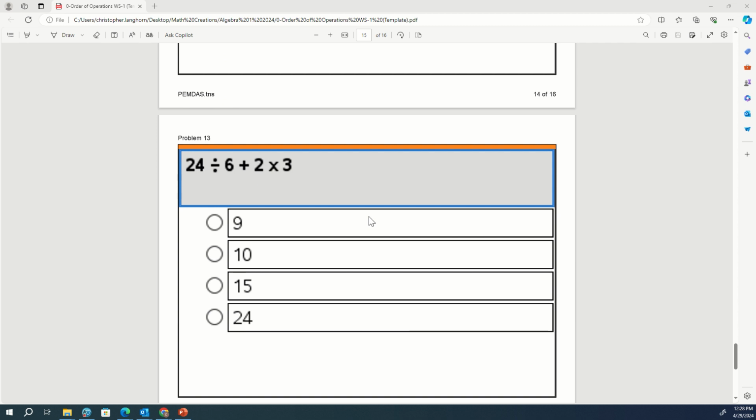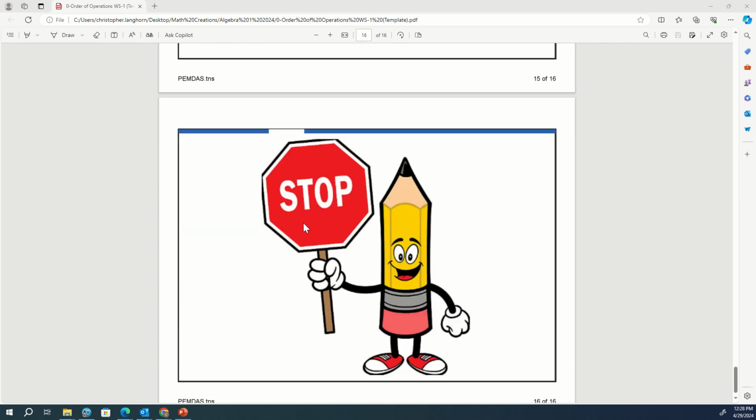Same thing here. I look for parentheses, which I don't have, exponents I don't have, but I do have division, which I'd have to do 24 divided by 6, which would give me 4. And then I'd have to do multiplication next, 2 times 3, which gives me 6. 4 plus 6 gives me 10. And that would be that whole lesson.